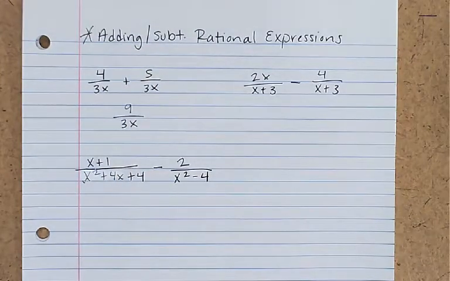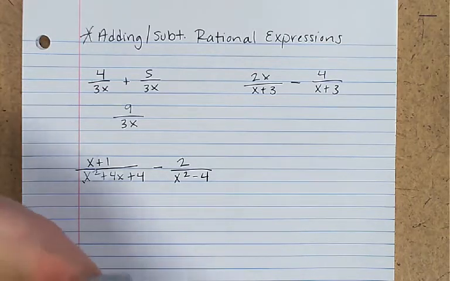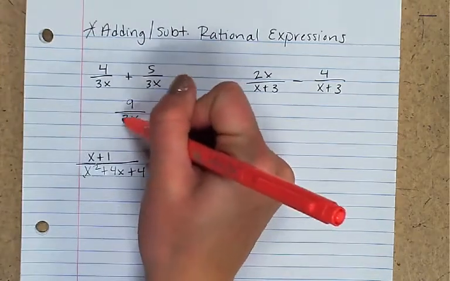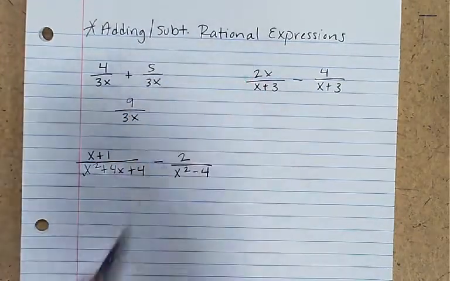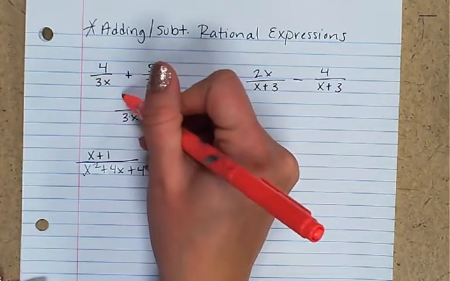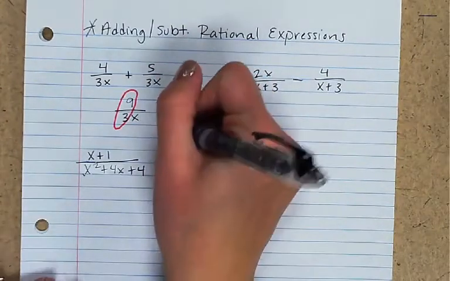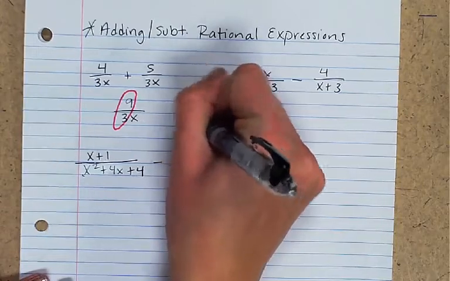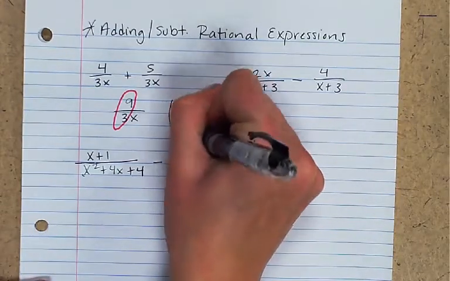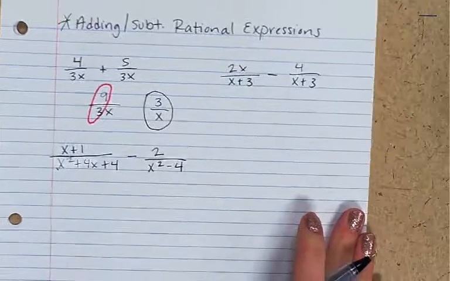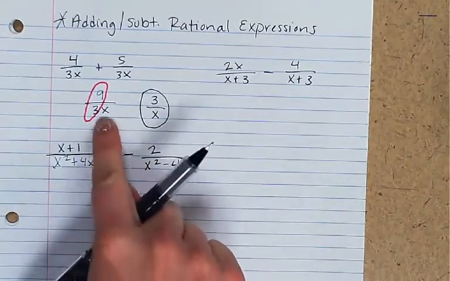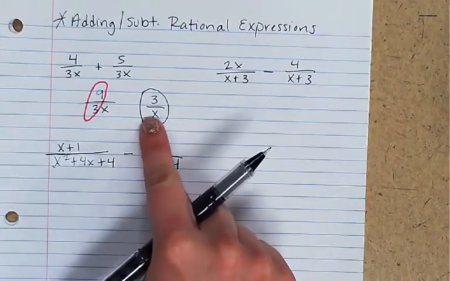It's important, though, before you think, oh, 9 over 3x, I'm done. Sometimes they will sneak in things that you can simplify. For example, since this is 3 times x, we can go ahead and simplify this 9 over 3. So 9 over 3 simplifies to 3 over 1, or just 3 over x. Make sure when you simplify, x is in the denominator, so it has to stay in the denominator.